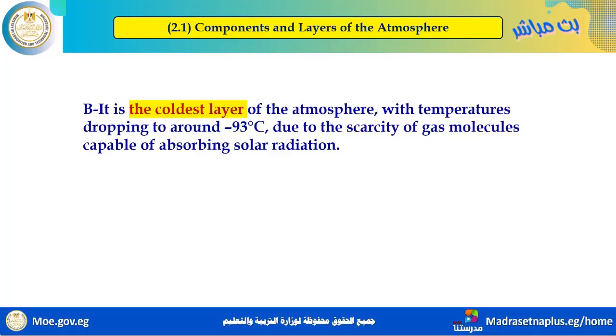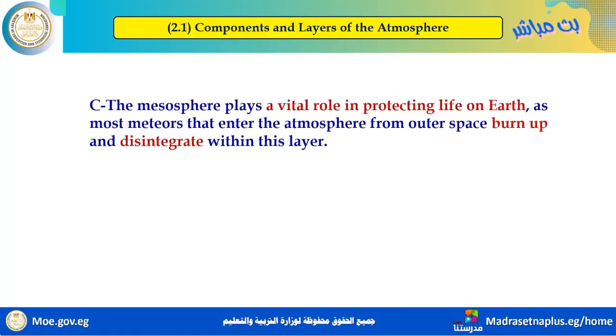After the temperature was increasing in the stratosphere due to the ozone layer, here the temperature decreases. Give reason: due to scarcity of gaseous molecules which are capable of absorbing solar radiation. If you compare between the mesosphere and the stratosphere, the stratosphere had a suitable amount of oxygen gas which formed the ozone layer. It could absorb a lot of ultraviolet, but here there is only a rare amount of gases able to absorb solar radiation.